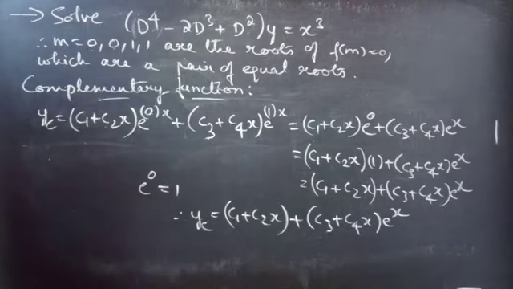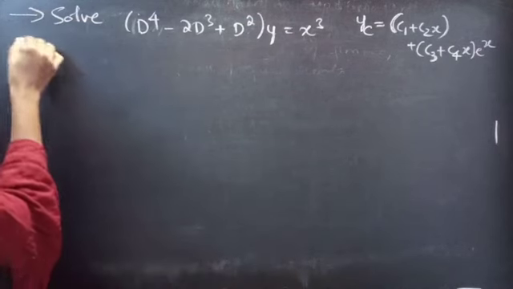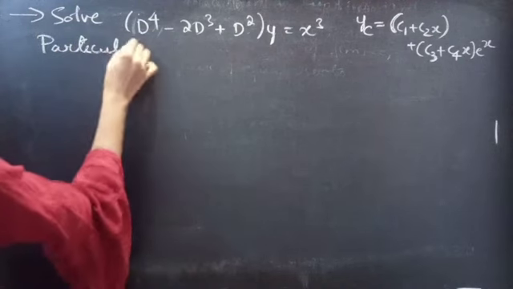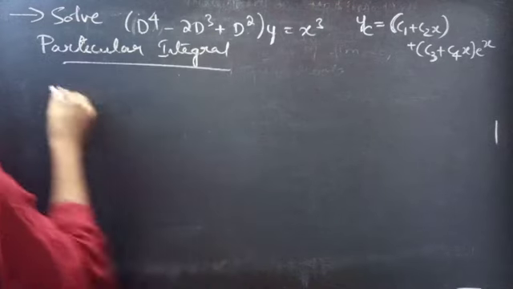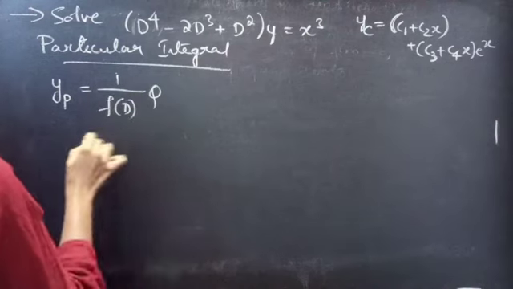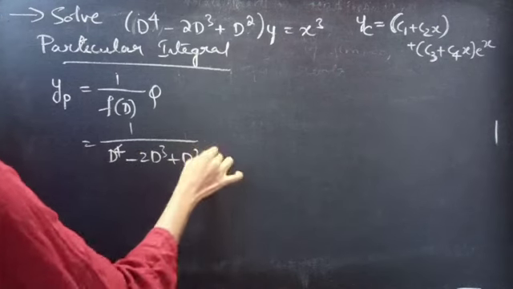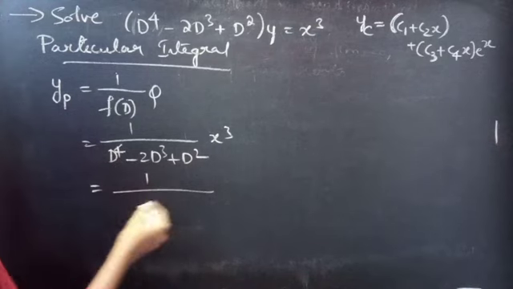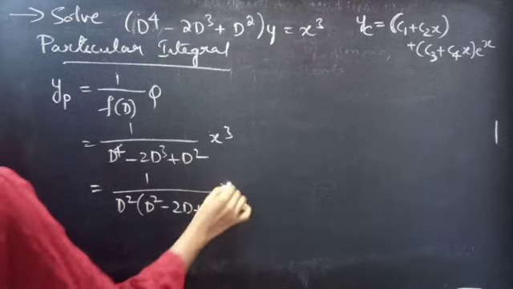Now let's find yp, the particular integral. We'll find the particular integral using 1 by f of D into Q, where f of D equals D power 4 minus 2D cube plus D square, and Q is x cube. Now let's take D square common from all the three terms of the denominator. We'll get D square times (D square minus 2D plus 1) into x cube.